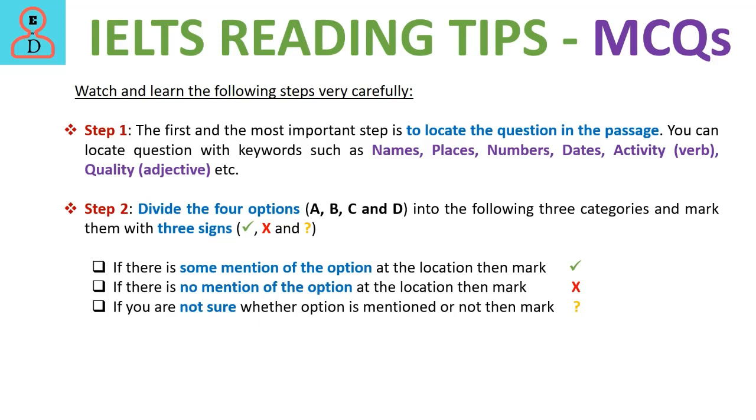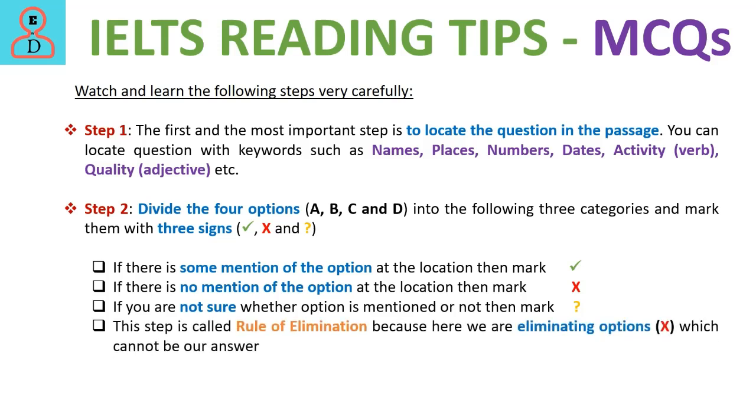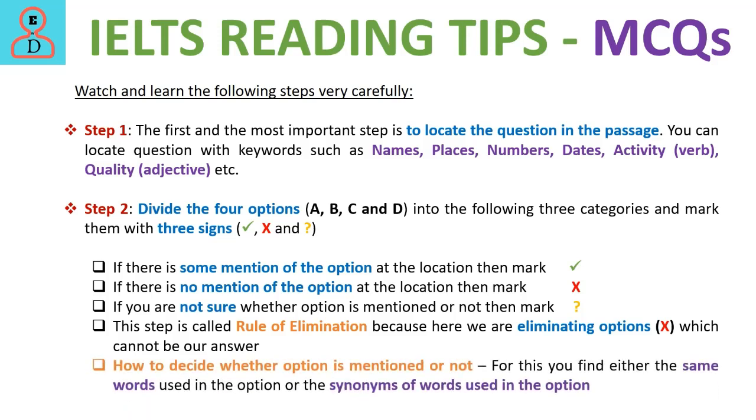This step is very important and is called the rule of elimination, because in this step we are eliminating the options which we think cannot be the answer. Now you would ask how to know whether the option is mentioned or not. For that, look for words which are common in the option and in the passage where you have located the question, or for synonyms of those words in the passage.